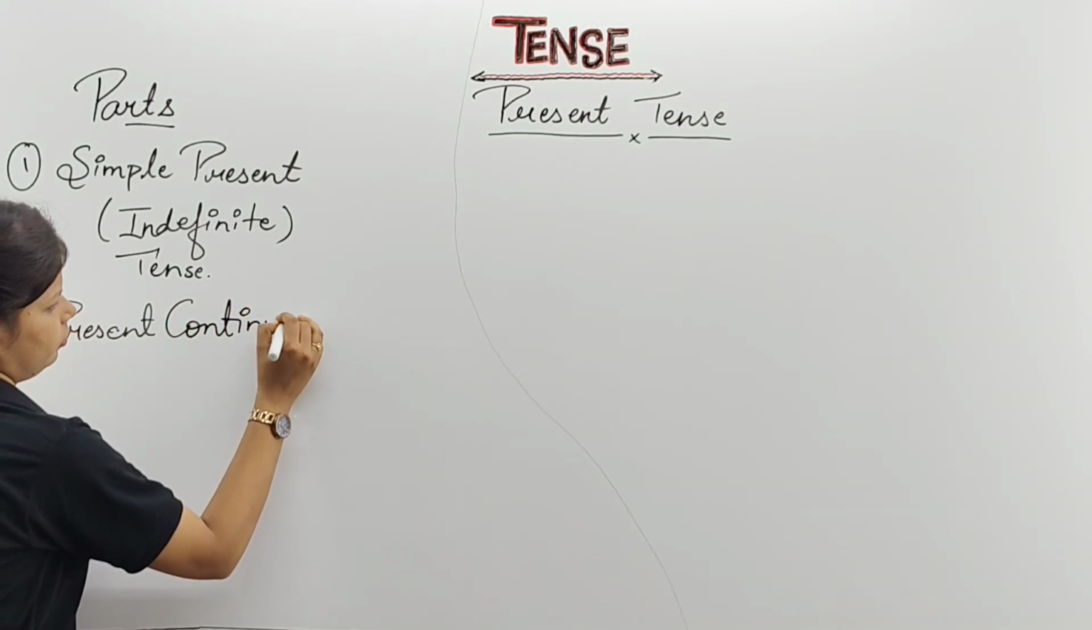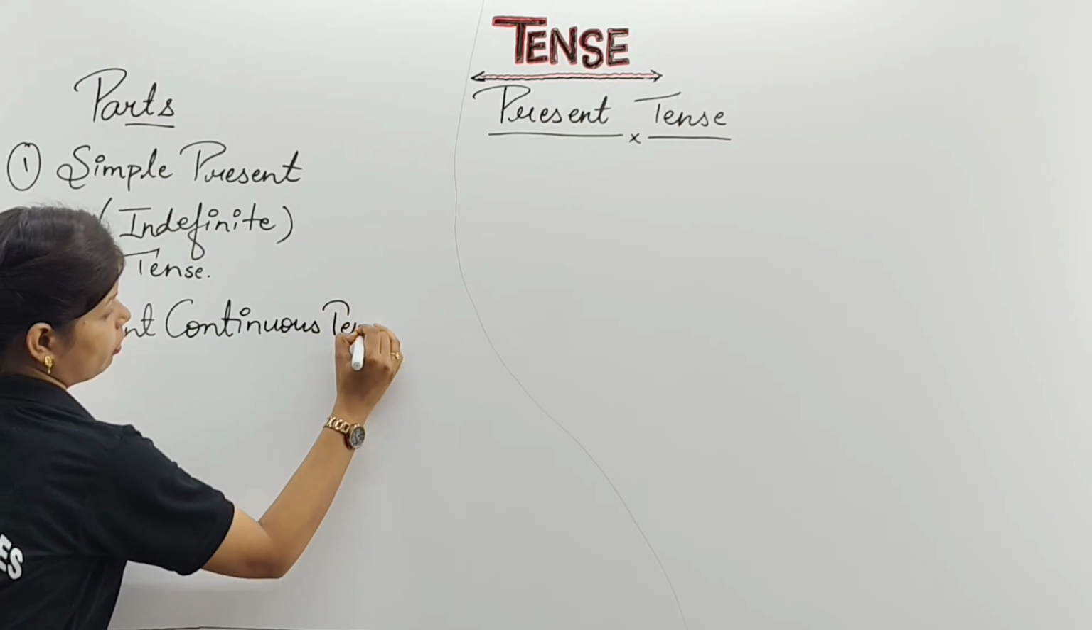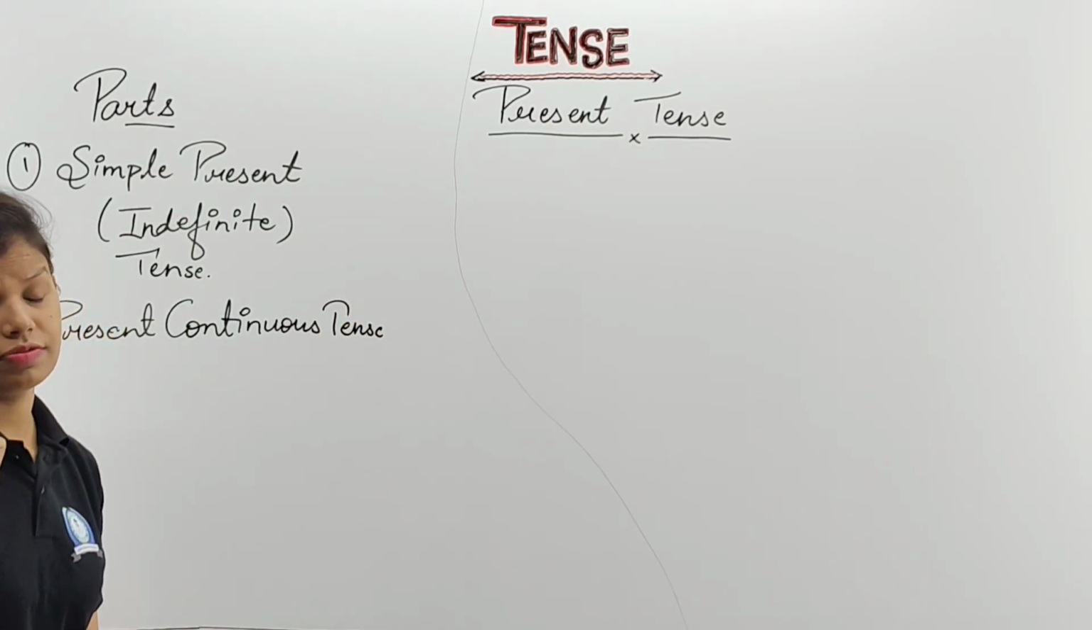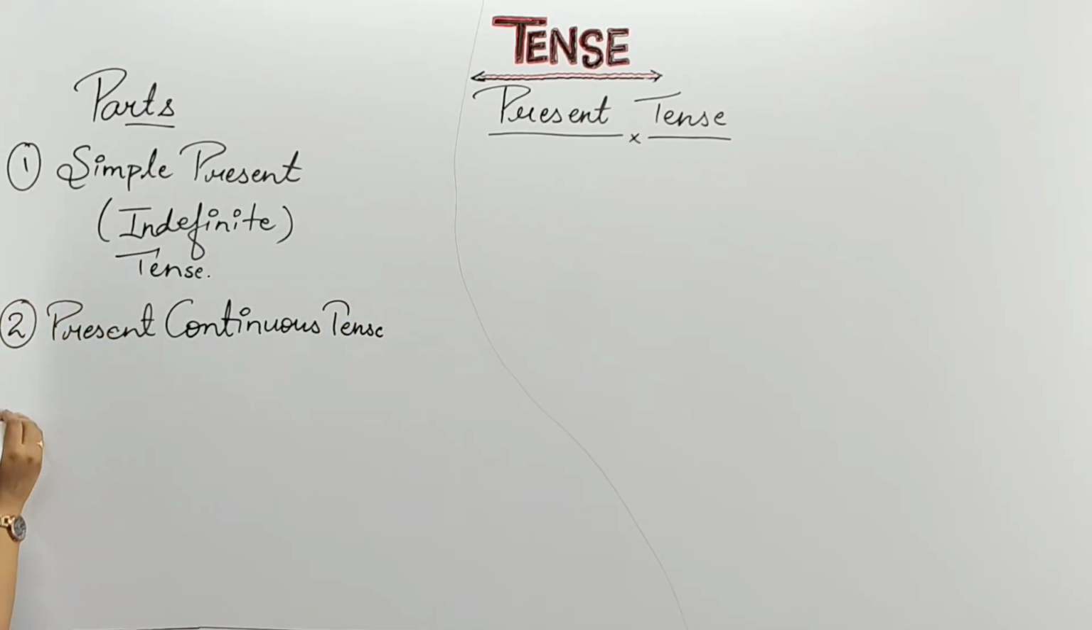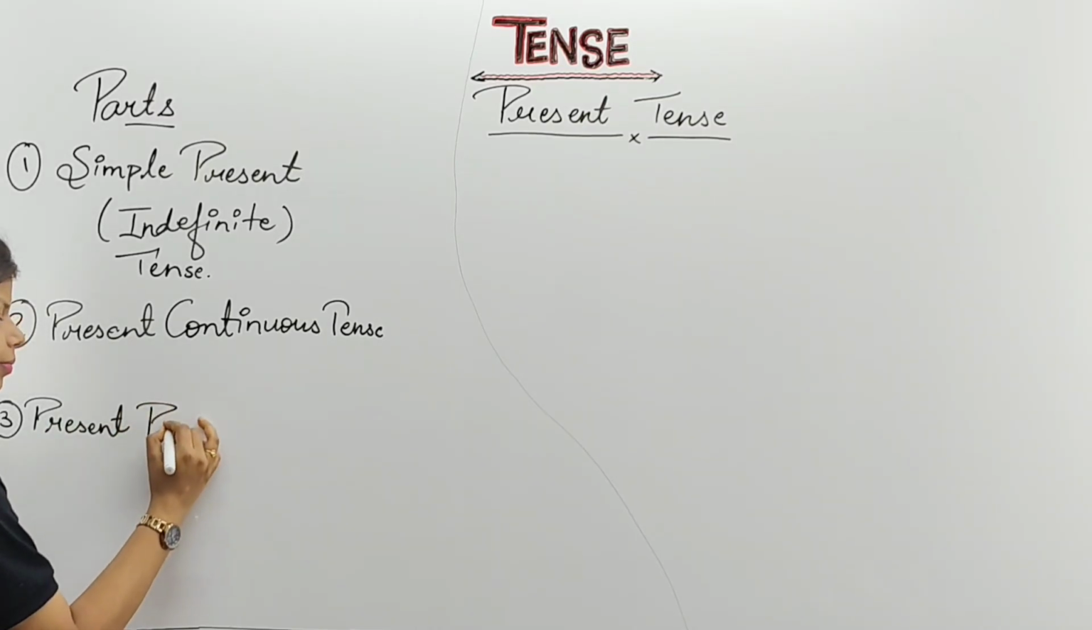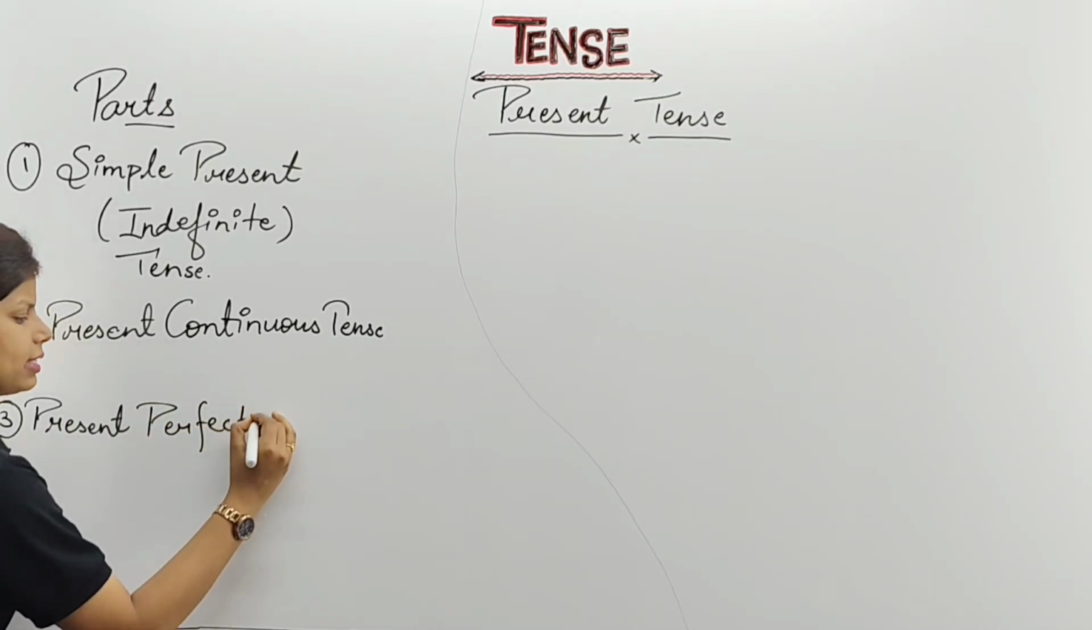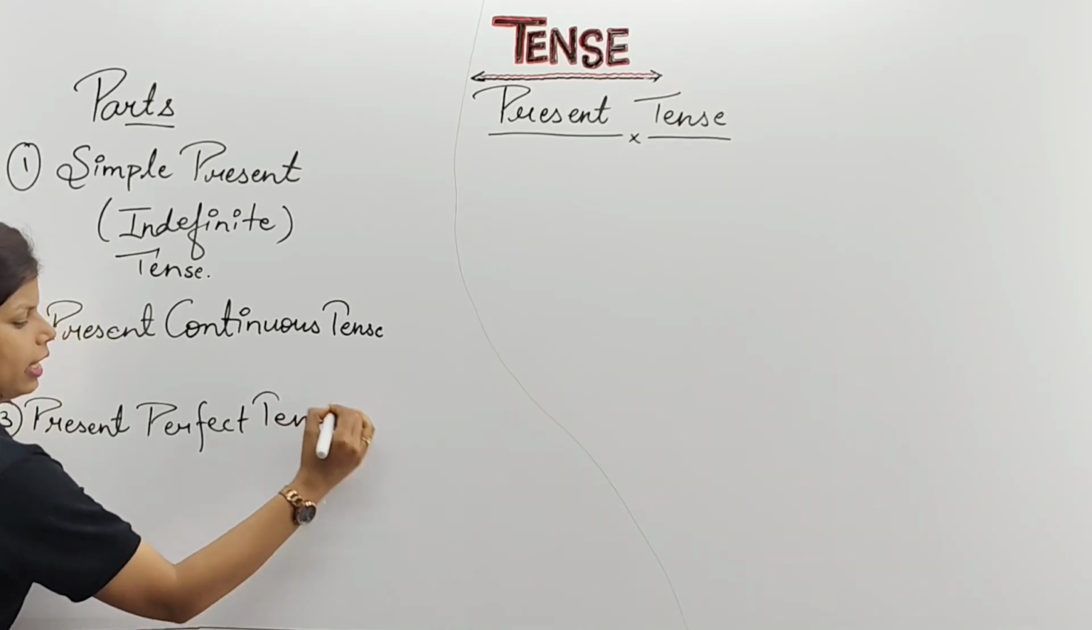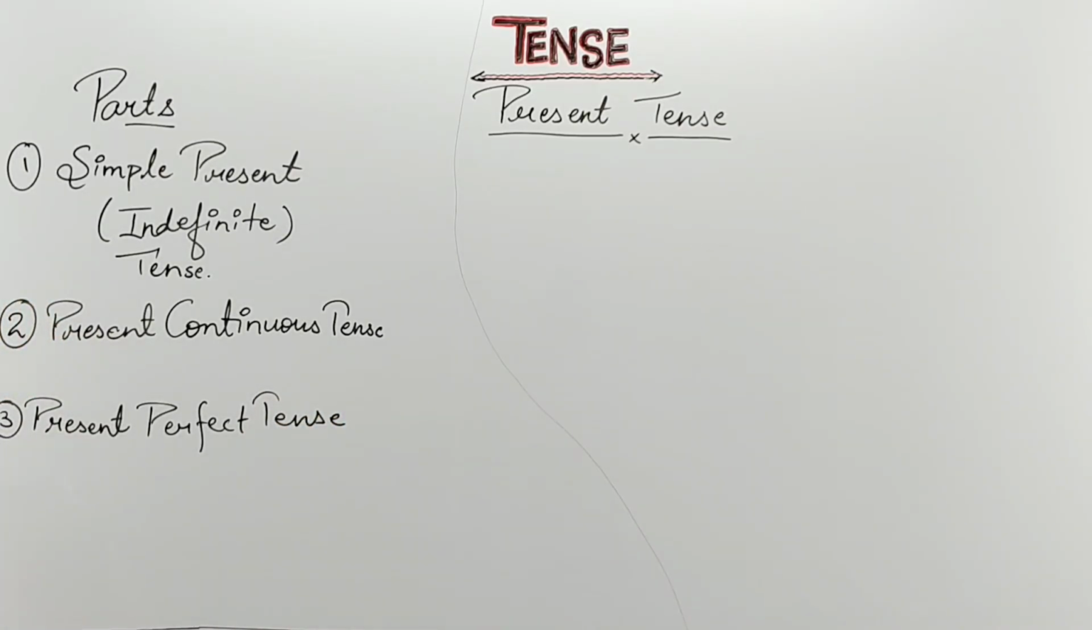Clear? You have to keep your attention on every point, children. This is very, very important for you to understand. The third type which we are going to read and understand is the present perfect tense. This is a new one, present perfect tense. And the fourth one which we are going to study is the present perfect continuous tense. What is the fourth type which we are going to read and study?